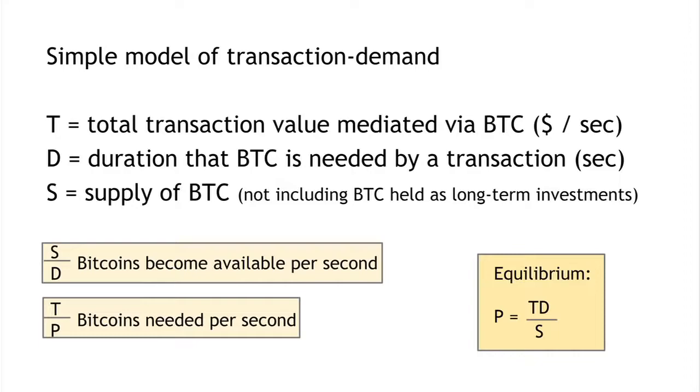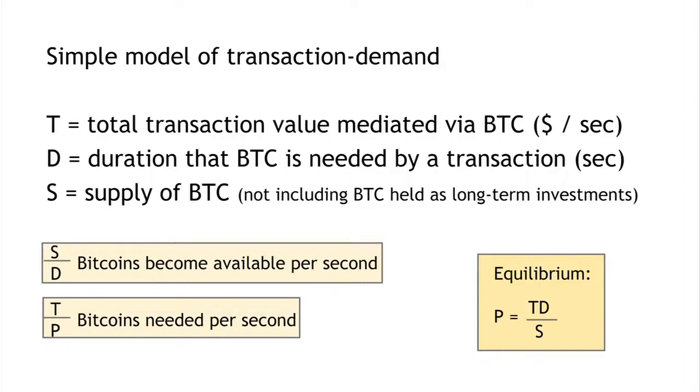Well, one thing we can conclude is that if you think of D, the duration, as not changing, because probably the duration that you need to hold a Bitcoin to do a transaction is not going to change. So if D doesn't change, and if S, the supply, is not changing, then what this tells us is that the price is going to be proportional to the demand for transaction mediation as measured in dollars. And so if the demand for transaction mediation in dollars doubles, then the price of Bitcoins should double.